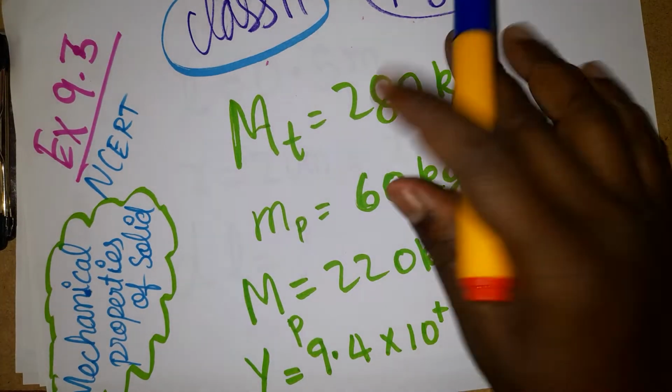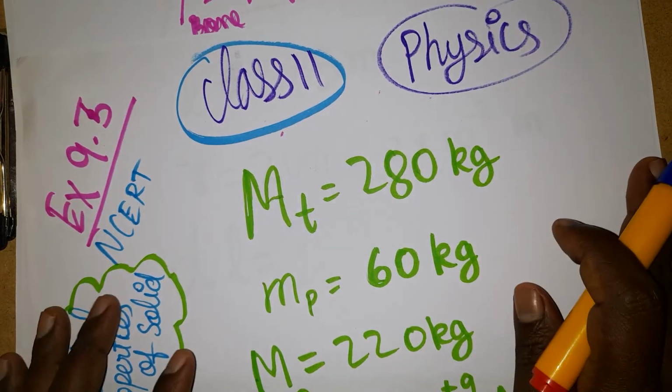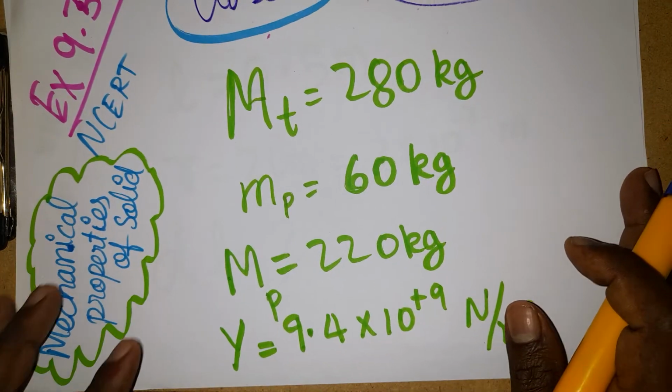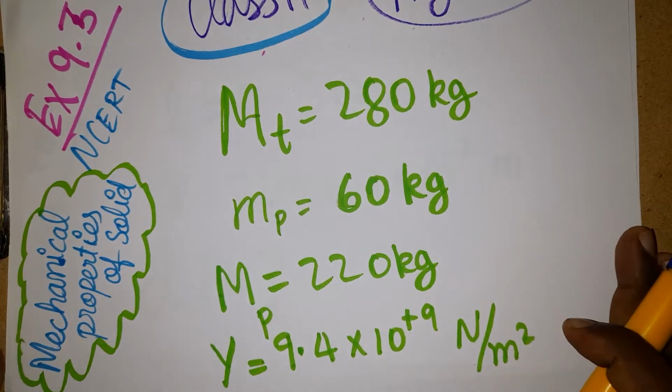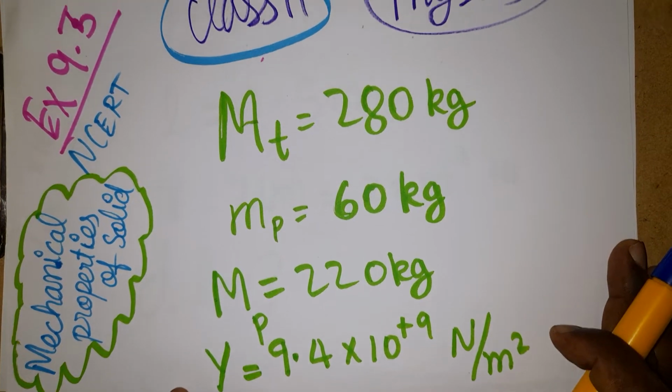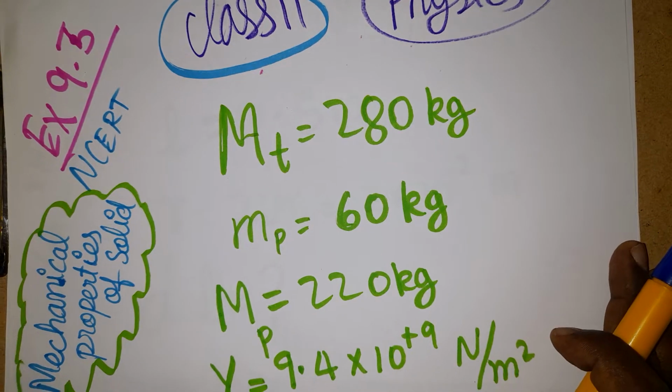First thing, it's a class 11 physics NCERT example problem, the third problem from the 9th chapter, mechanical properties of solids. If you want more video examples and exercises, you can go and see my playlist.